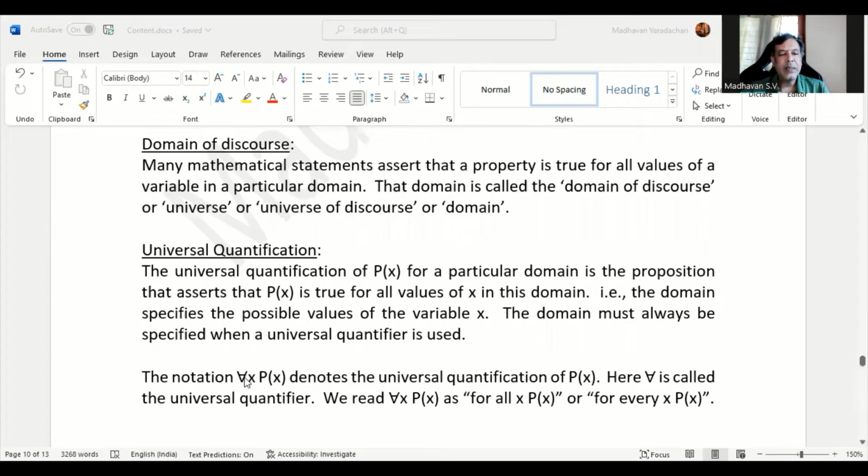The notation ∀x P(x) is read as "for all x P of x" and denotes the universal quantification of P of x. Here, the symbol ∀ is called the universal quantifier. We read ∀x P(x) as for all x P of x, or we can also read it as for every x P of x.